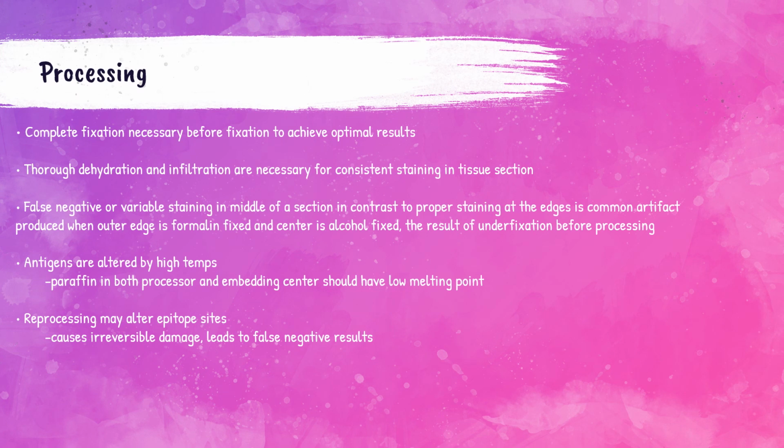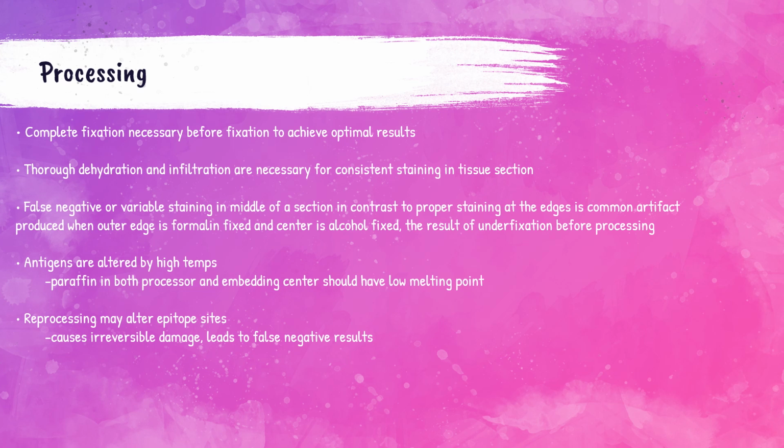Complete fixation before the specimen is processed is needed in order for immunohistochemical stains to work optimally. Thorough dehydration and infiltration are needed for the stain to be consistent throughout the tissue specimen. False negative or variable staining in the middle of the tissue section with proper staining on the edges is considered an artifact. This is a common occurrence that is produced when the outer edge is fixed in formalin and the center is alcohol fixed, resulting in underfixation.